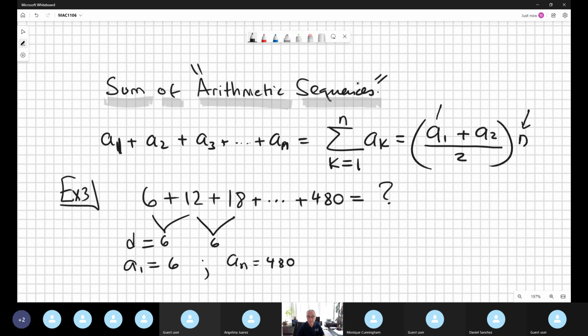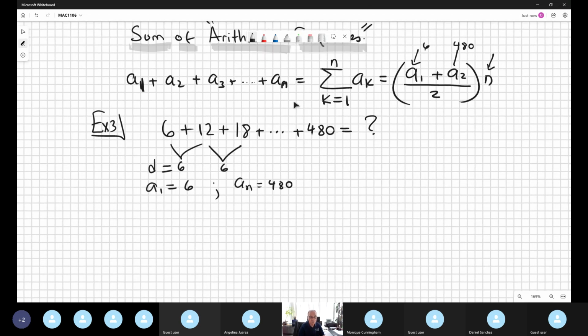Cool. But the only thing we don't know is n. We have that d is 6, we have that 480, but we don't have n. How do you find that? Well, easy. You know the formula that helps me indicate position: a sub n is equal to a1 plus n minus 1 times d. Now we're using d, which is 6.